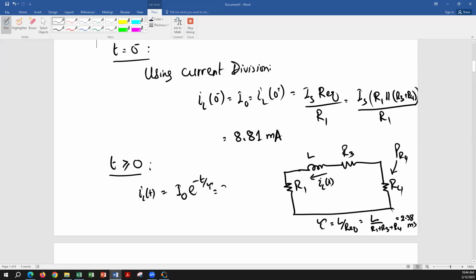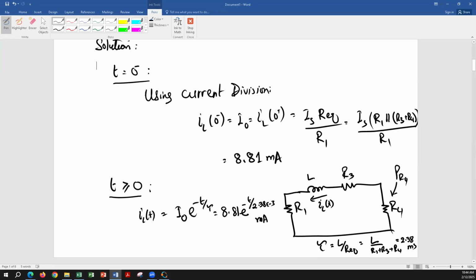So this is 8.81 e to the power negative t over 2.38 times 10 to the negative 3 milliampere. That is the equation for the current. Yeah, 2.38, 2.38 times 10 to the negative 3.